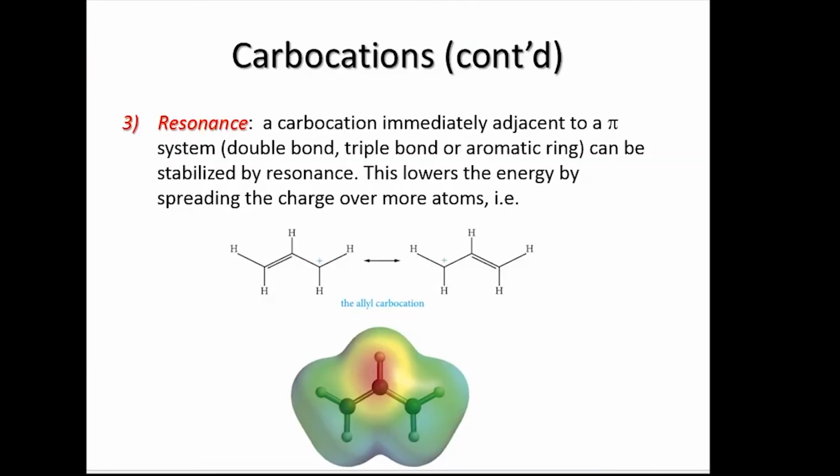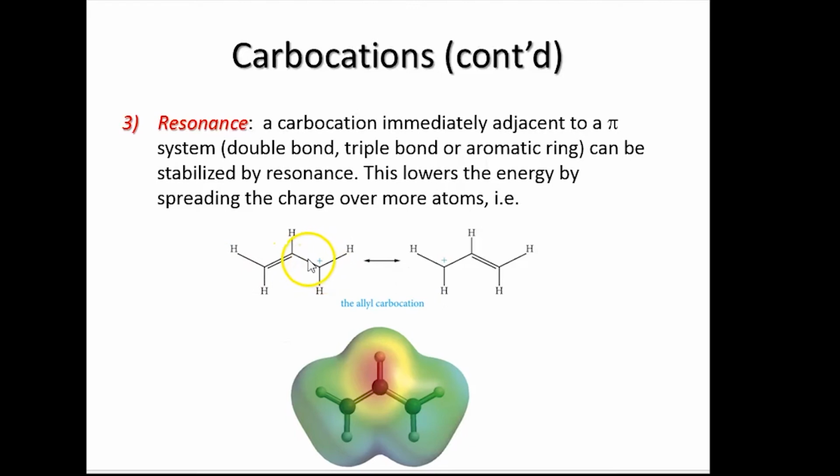Another important factor for carbocations is resonance. Resonance is a stabilization by the actual donation of an adjacent pi system towards that charge. This lowers the energy by spreading the charge over more atoms. This is a very, very common example, the allyl cation.